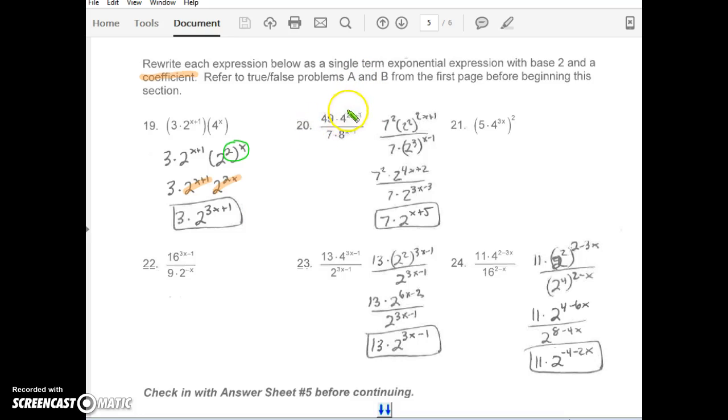Similarly, in 20, we're going to follow the same rules that we've been doing. Something that you might want to be mindful of is 49 divided by 7 would reduce fairly quickly. So you don't need to write it in terms of exponential functions. You might not need to write it as 7 squared over 7 or 7 to the first. If you know 49 divided by 7 is 7, go for it. But the 4 to the 2x plus 1 and the 8 to the x minus 1 do have to be changed to base 2 in order for this problem to work out.